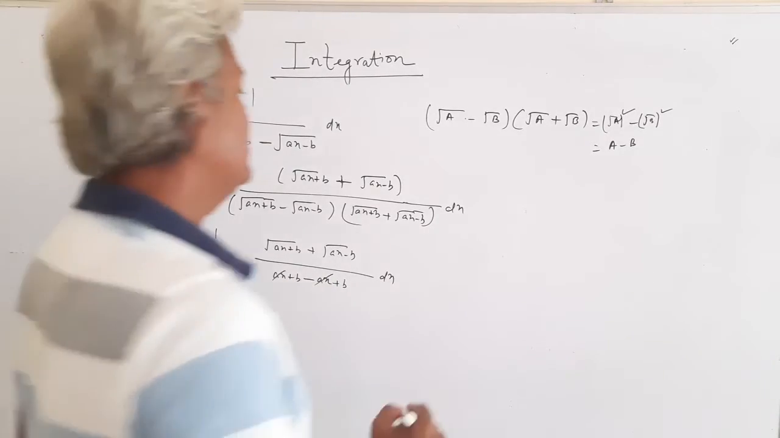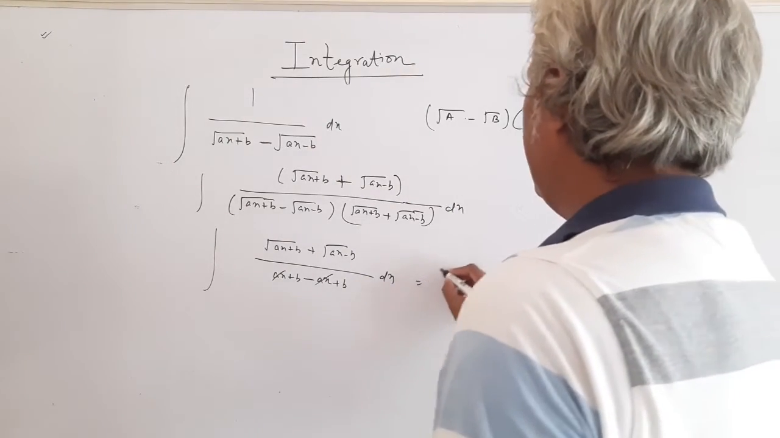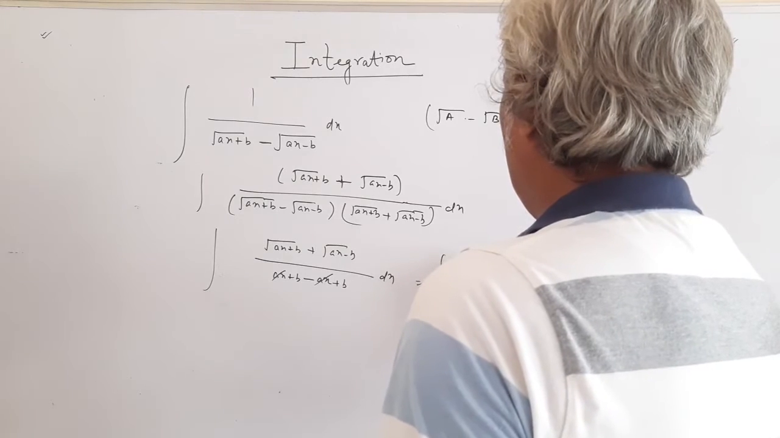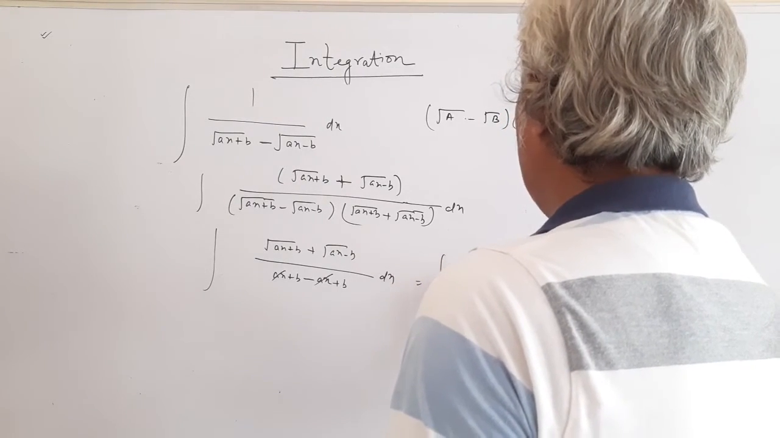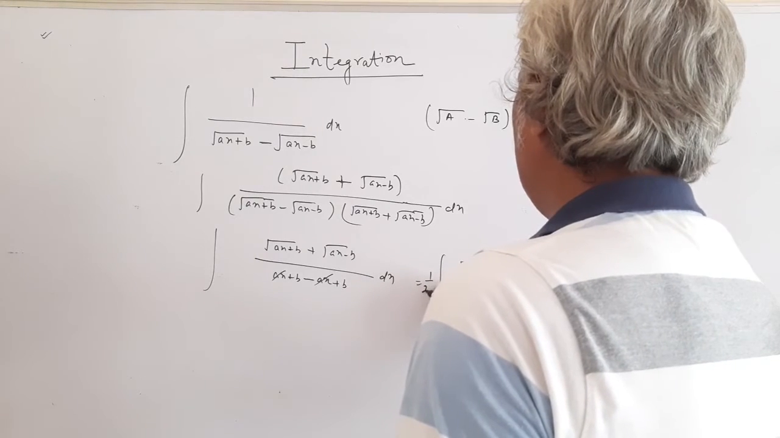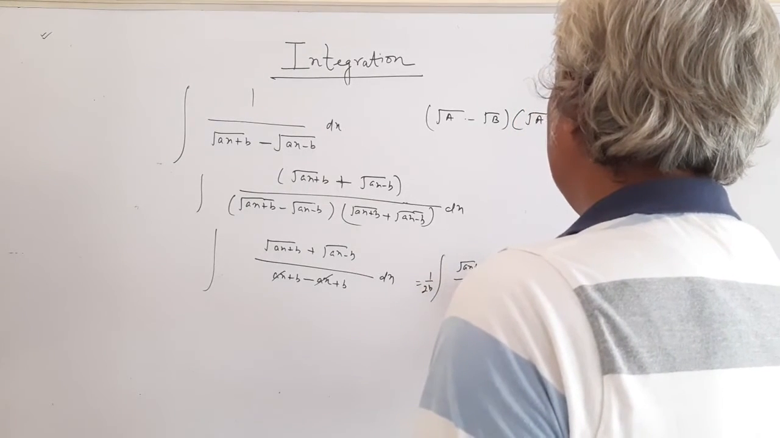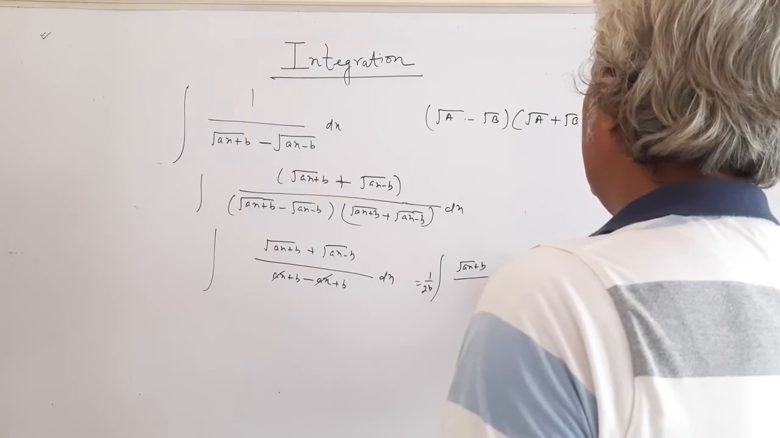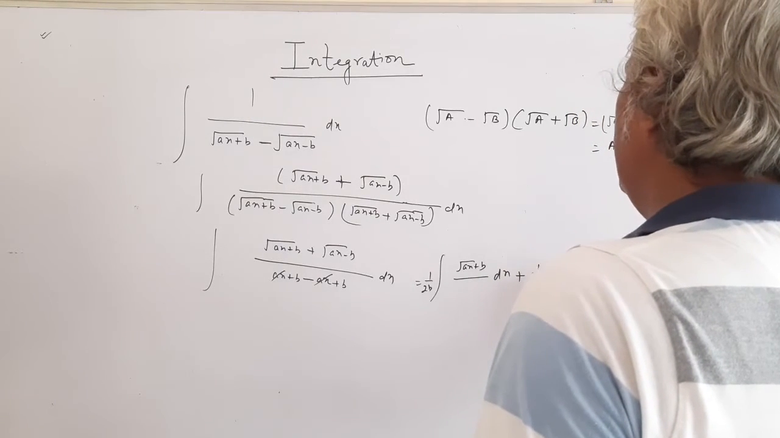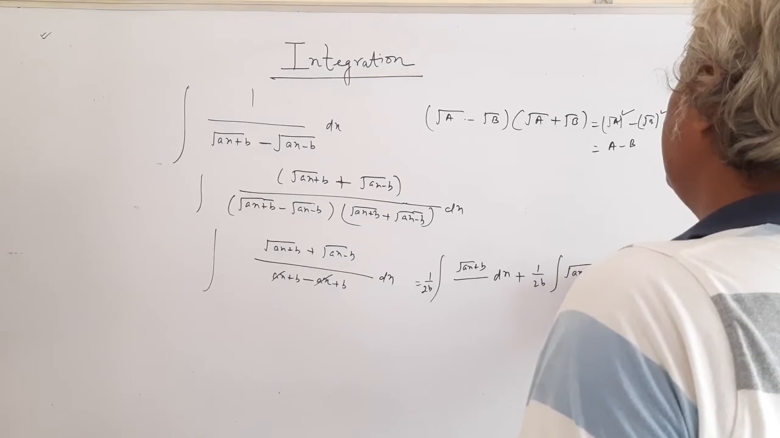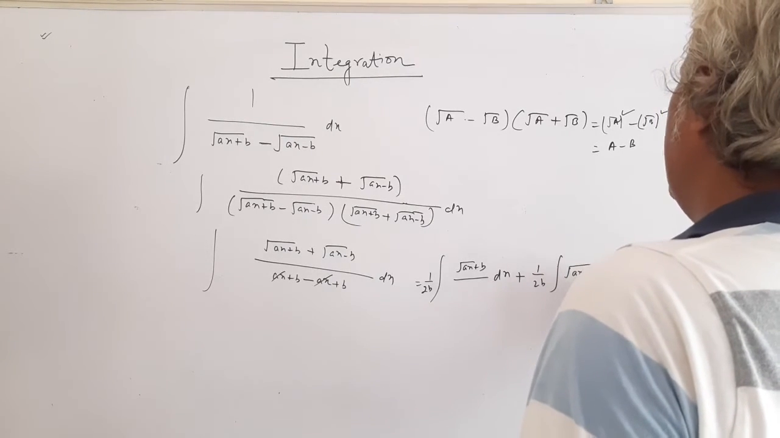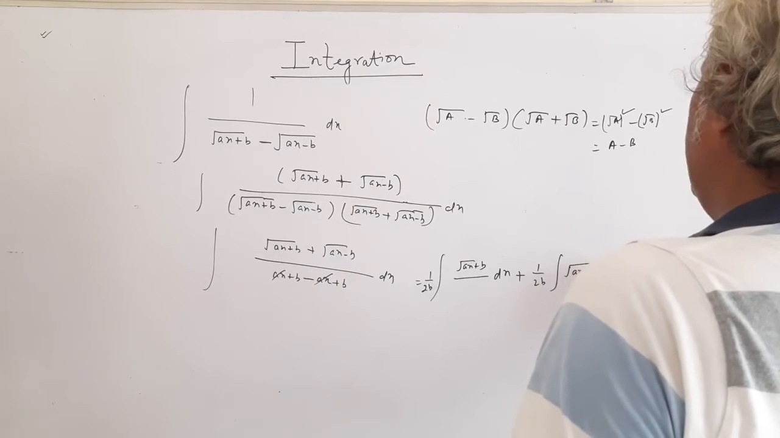So again you see you are getting the forms like root ax plus b upon 2b. So I write 1 upon 2b here and the dx, plus again 1 upon 2b, and then square root of ax minus b dx.